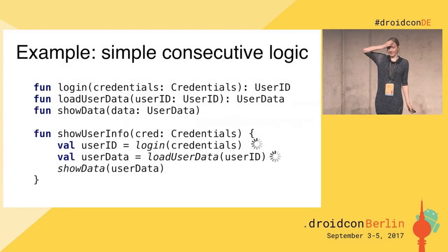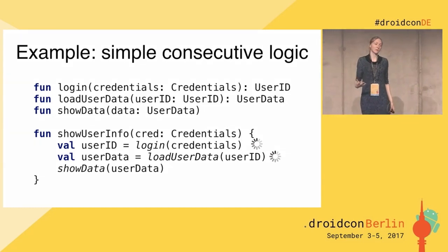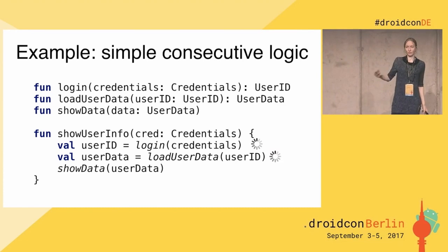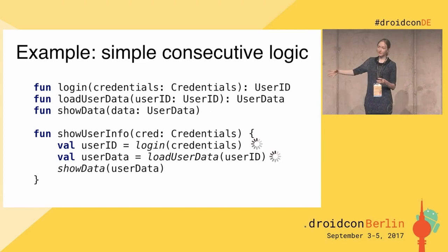And let's look at an example, the new one. This example represents just a simple consecutive logic. Say we have 3 operations: we can log in, just load some user identifier, then we can, as a separate operation, load user data, and as the last operation we can show this data.